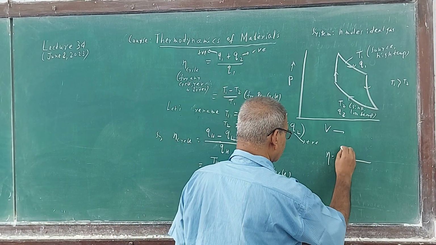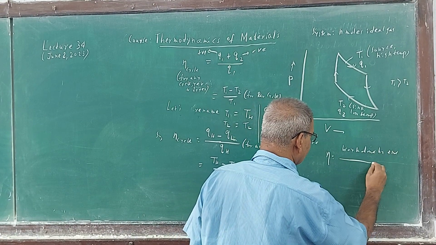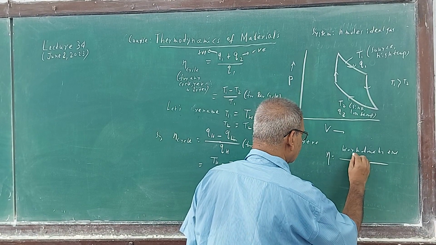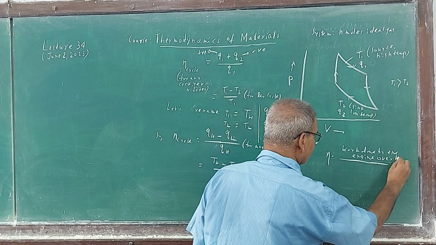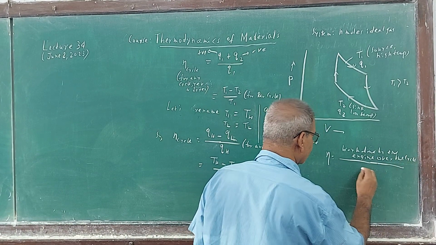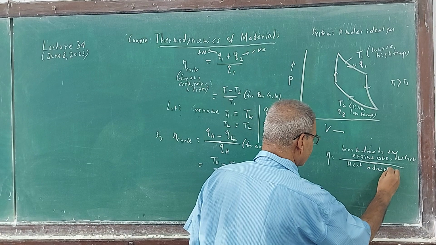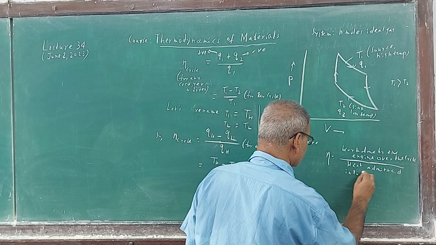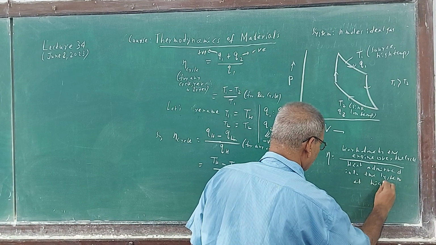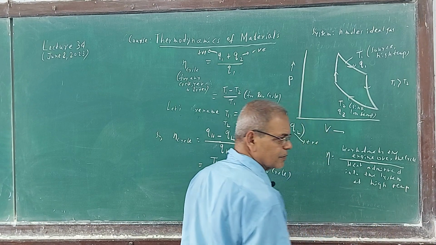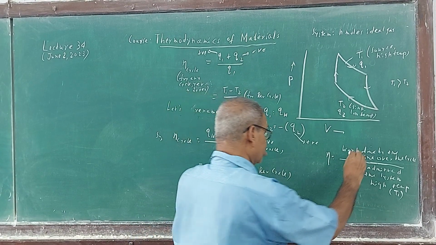So eta is the work done over the cycle, the work done by the cyclic engine over the cycle, divided by the heat admitted into the system at high temperature. That is T1, the high temperature is T1 here. So this is W cycle.